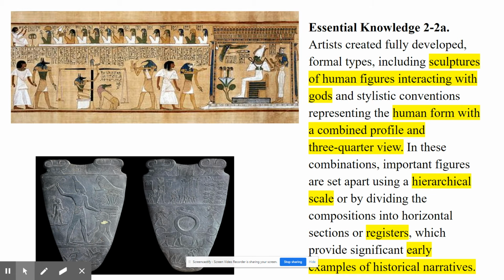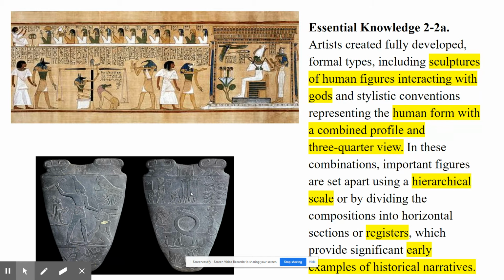So in this particular one, which is a scroll from the Book of the Dead, the Last Judgment of Hunnefer, this guy Hunnefer is going into the underworld, and his heart is going to be weighed to see if he deserves this kind of eternal life in the afterlife or not. So we see him interacting with gods.